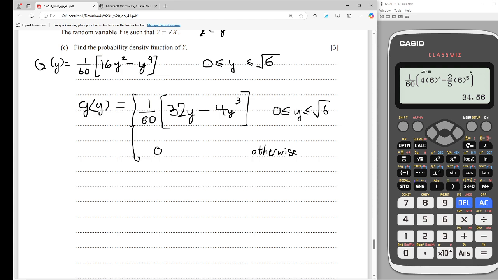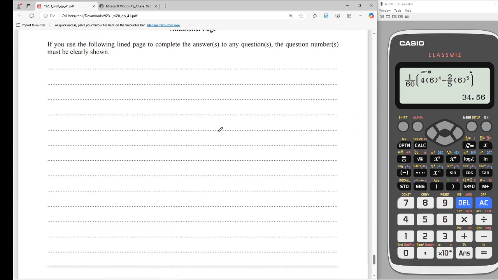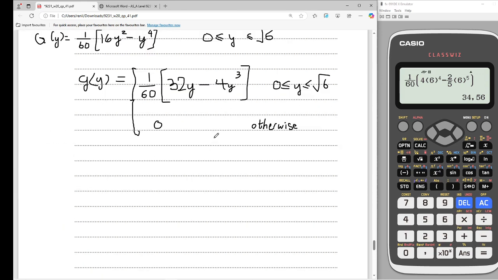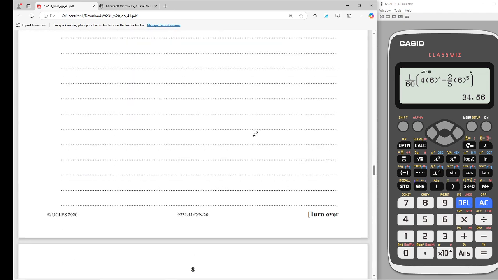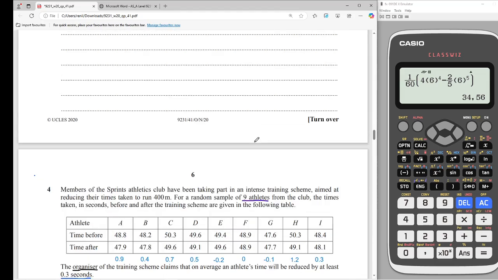And that should be it for all of the probability and statistics of the winter series October-November of 2020. This is of the QP41, which is the same as QP43.